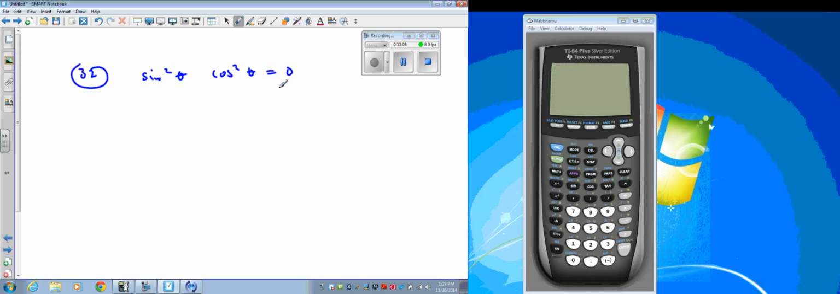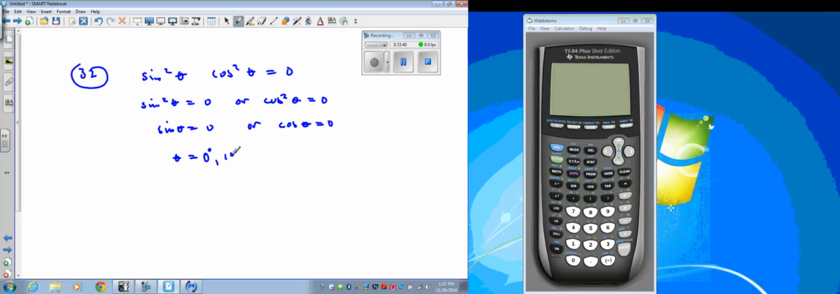You could just set each one of those equal to 0, couldn't you? So this just says, when I do the square root of both sides, sine theta equals 0. So here theta is going to equal, and then theta is going to equal 90.